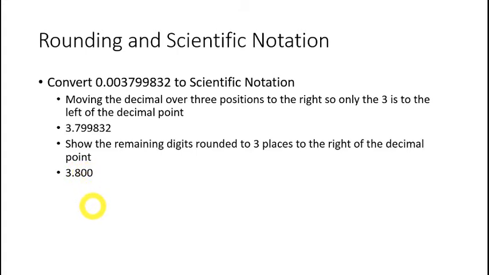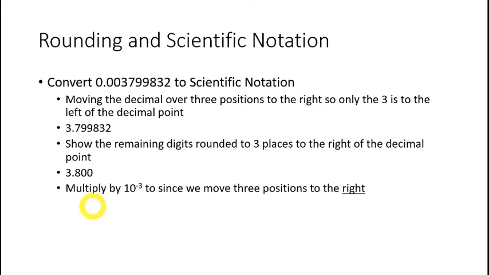That means something very different than just 3.8 times 10 to the negative third. Okay? 3.800 is more specific. So we are going to again multiply by 10 to the negative third because we move 3 places to the right. Okay? And that would be my scientific notated number that represents this decimal number here.